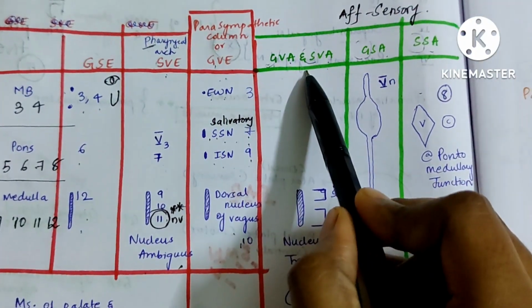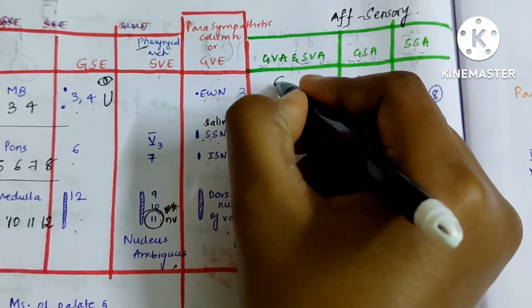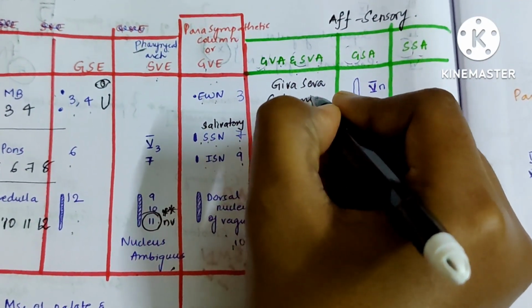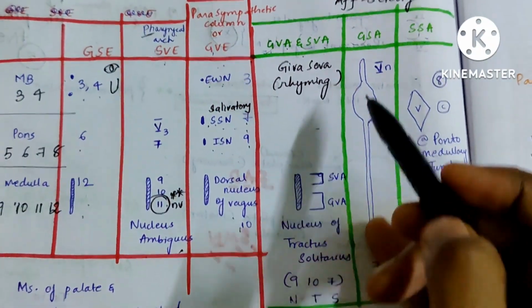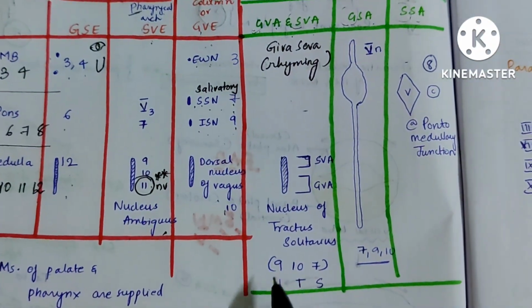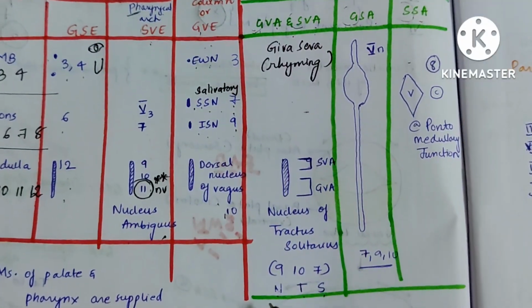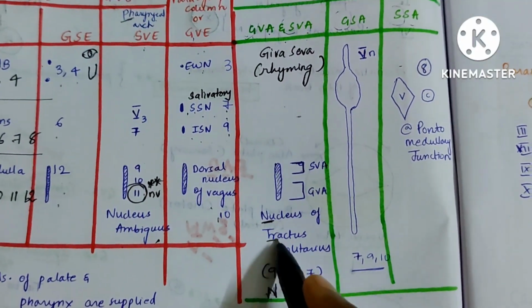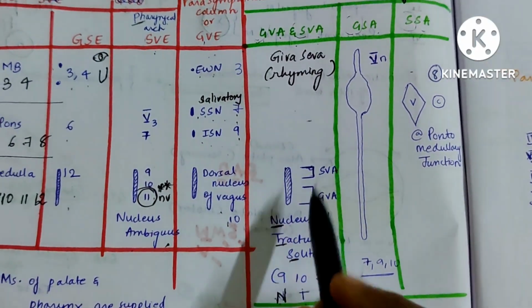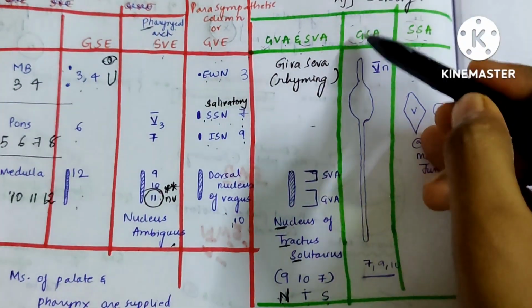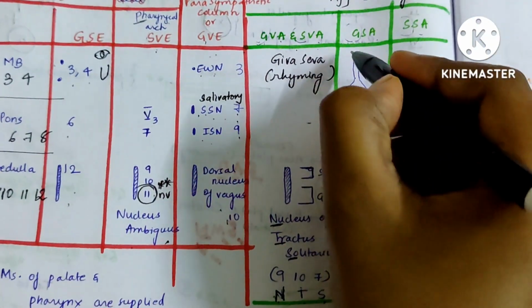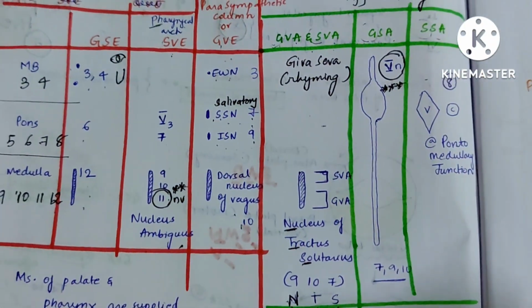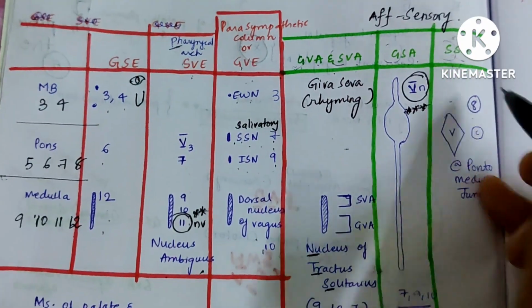For the next 4 columns, remember them as Jiva and Seva. If you remember it like that, it will be in a rhyming sense, Jiva and Seva. Here it involves only 7, 9 and 10. Here remember, the nucleus tractus solitarius is involved. Nucleus tractus solitarius has the letters N, T and S: N is for 9, T is 10, S is 7. And the next column, GSA, involves the 5th nerve. You just need to remember that it involves the 5th now. Only one, that is the trigeminal, which is the longest nucleus.